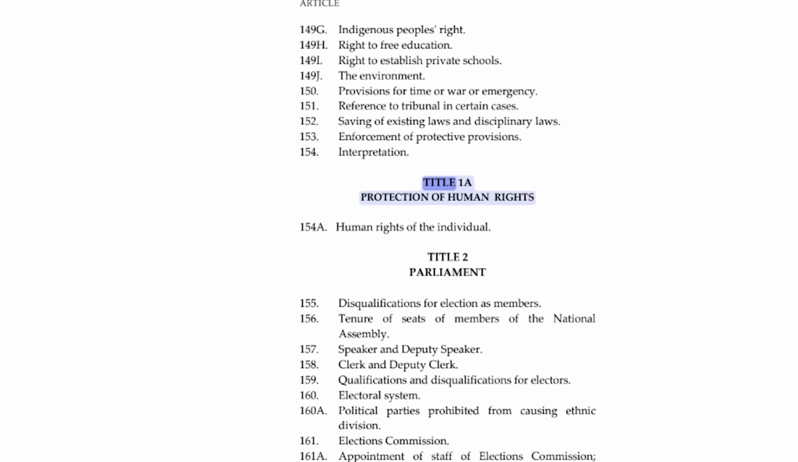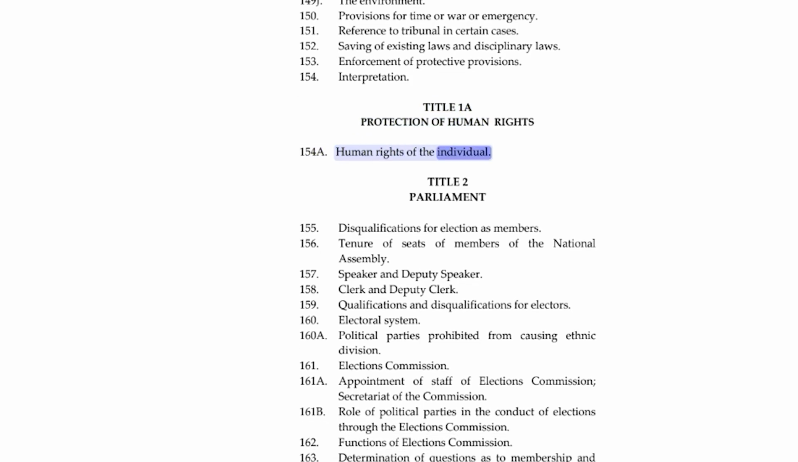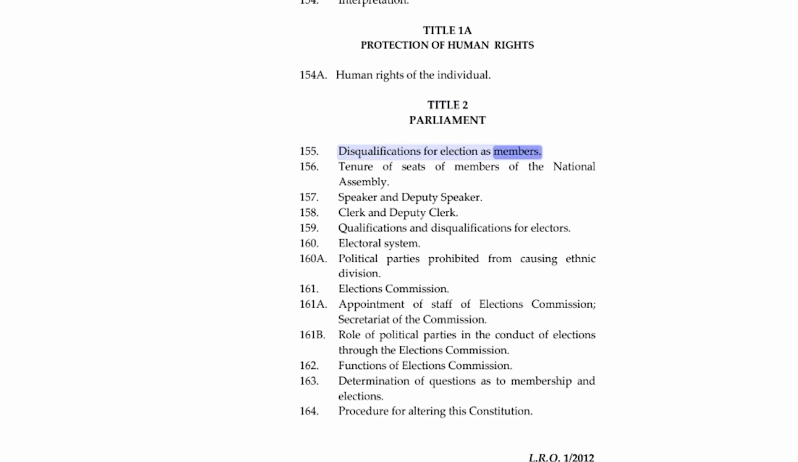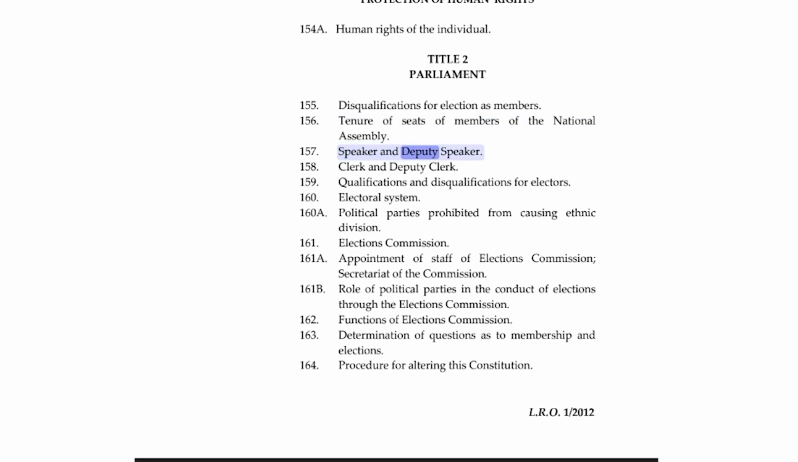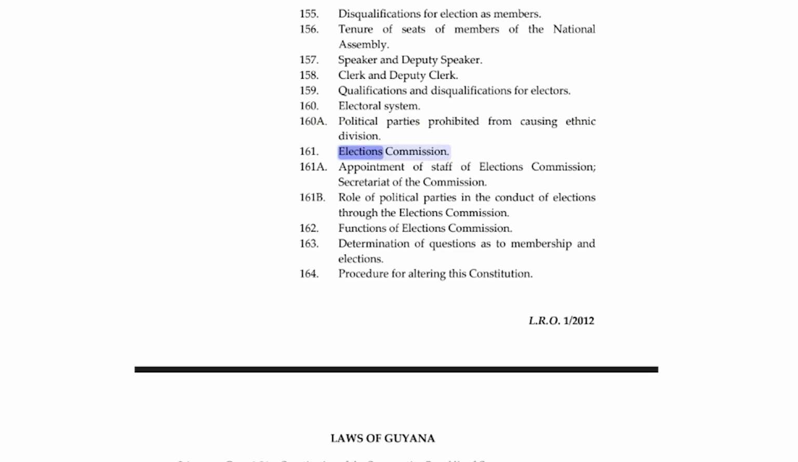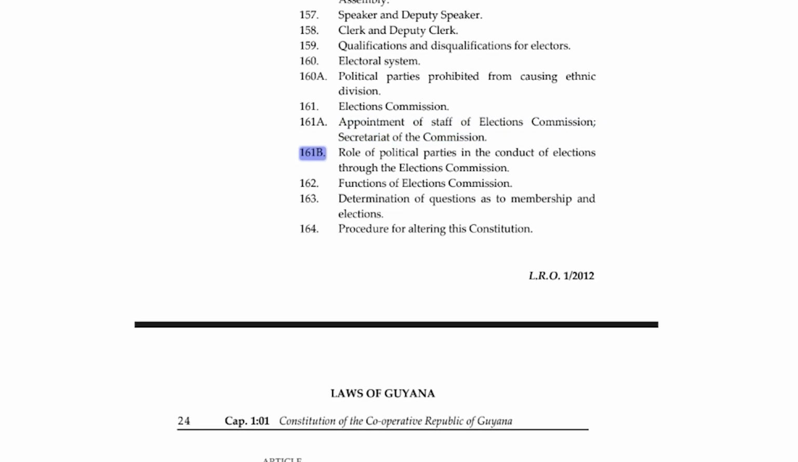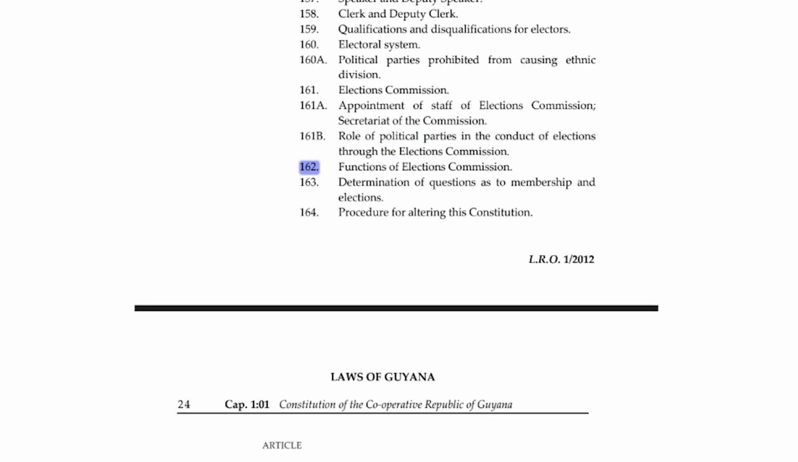154. Interpretation. Title I A, Protection of Human Rights. 154A. Human Rights of the Individual. Title II, Parliament. 155. Disqualifications for election as members. 156. Tenure of seats of members of the National Assembly. Speaker and Deputy Speaker. Clerk and Deputy Clerk. 160A. Political parties prohibited from causing ethnic division. 161. Elections Commission. 161A. Appointment of Staff of Elections Commission, Secretariat of the Commission. 161B. Role of political parties in the conduct of elections through the Elections Commission.